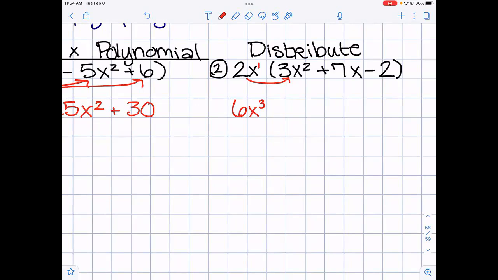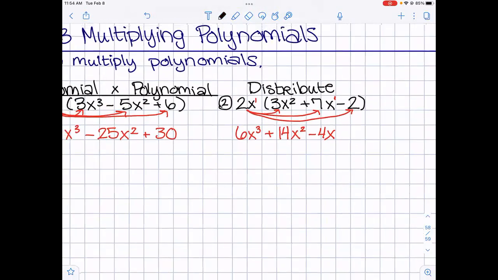All right, so then we've got to do 2x times 7x. What's 2 times 7? So plus 14x to the second, because we have x times x. Okay, so there's 2 x's, so we got to put x to the second. Then 2 times negative 2, negative 4, and I keep the x at the end. Okay. Questions so far? I feel like this is probably the one we're going to get the easiest.